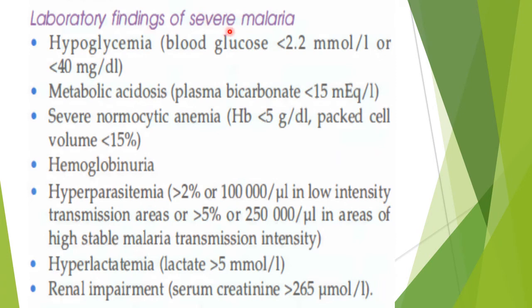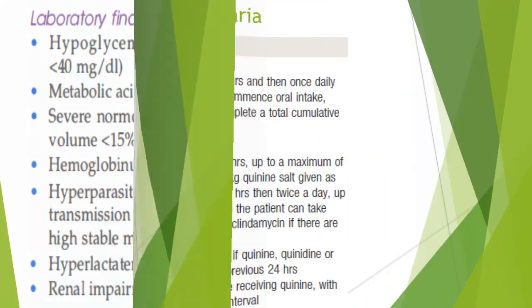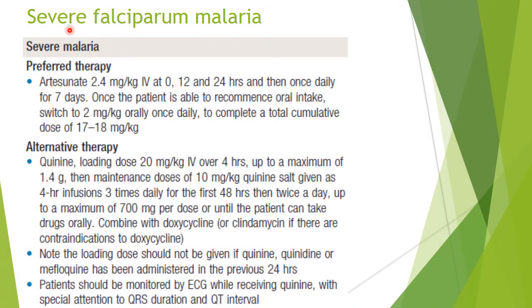Parameters to detect severe malaria are hypoglycemia, metabolic acidosis, severe anemia, hemoglobinuria, hyperparasitemia, hyperlactatemia, and renal impairment. So once we find out that the falciparum malaria has become very severe, we will give the therapy for severe falciparum malaria, and the preferred therapy is, again, artesunate.